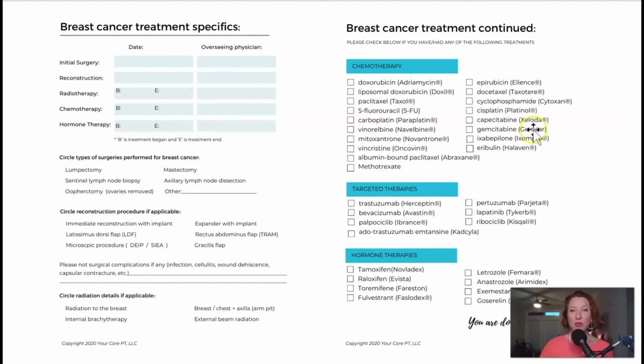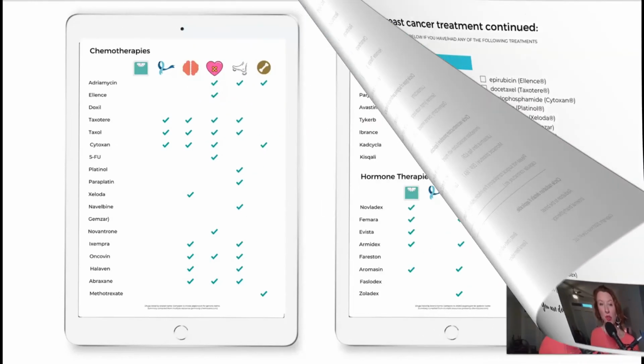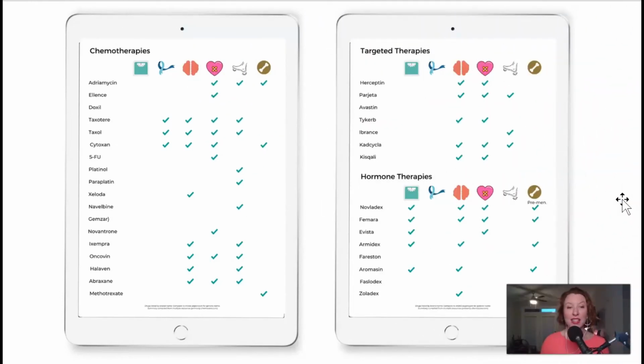This is the 3rd and the 4th pages of that assessment. Here we get into breast cancer treatment specifics from when their initial surgery was, if they went through reconstruction, if they had radiotherapy. The B is beginning, the E is the end dates, what kind of chemotherapy they had, and hormone therapy, when those started and ended. And I also get the name of the overseeing physician. It took me about 2 weeks to simplify all of these side effects from chemotherapy, targeted therapy, and hormone therapy. So I hope this serves as a useful, quick reference for you in the clinic.